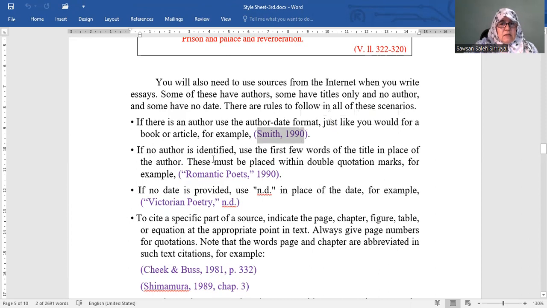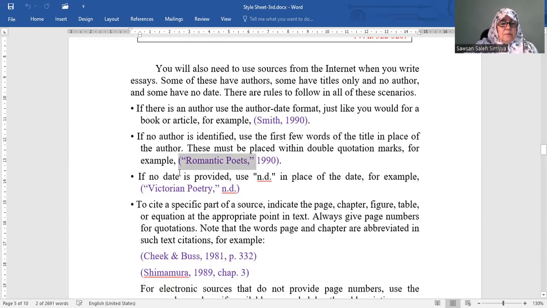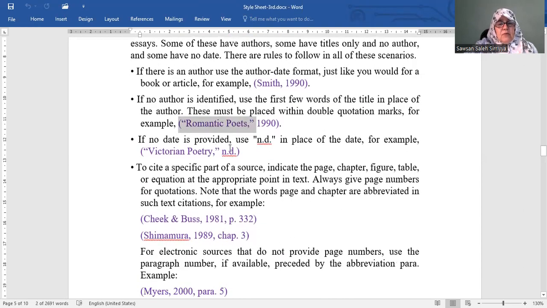If no author is identified, again, we are talking about websites, use the first few words of the title in place of the author. These must be placed within double quotation marks, for example. Don't forget the parentheses. This is the first line or two, or the title of the article, then the year. If no date is provided, use n.d. for no date. This is an abbreviation for no date in place of the date. For example, "Victorian Poetry": this is the title of the article from the website, and this is the no date.